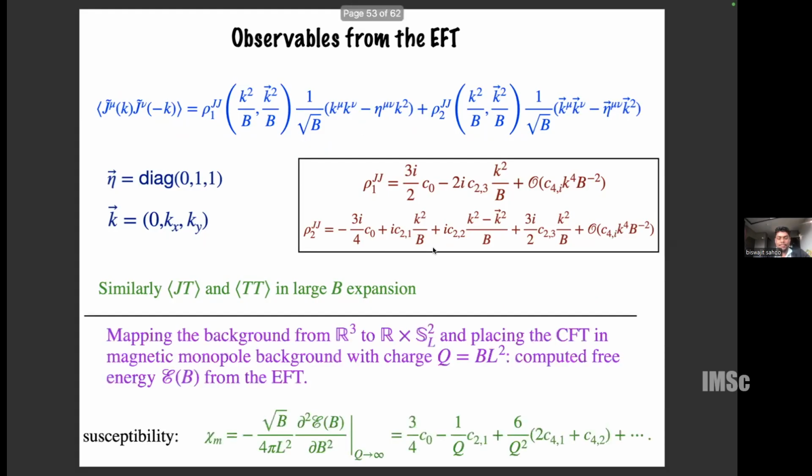We can also place this theory on a cylinder by conformally mapping it and putting in a magnetic monopole background, and compute the free energy, and from there the magnetic susceptibility, which is again given in terms of the same EFT coefficients, C0, C21. And finally, now we have the observables.